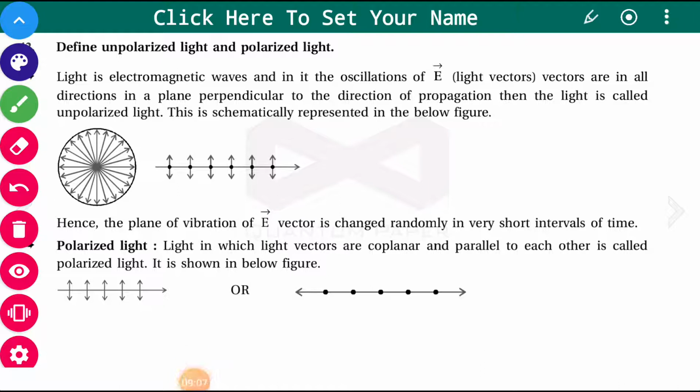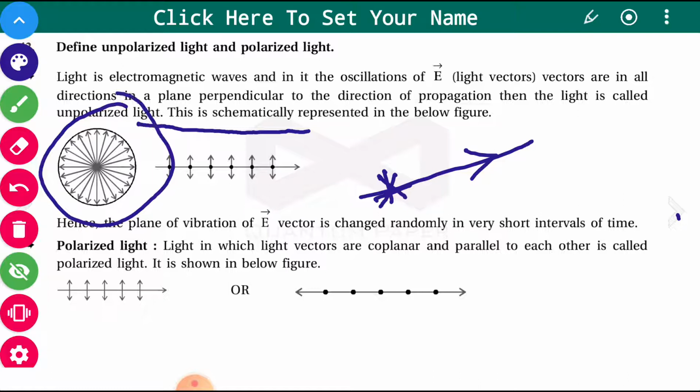Now we shall talk about polarization, and first of all we shall talk about polarized light and unpolarized light. Now see, light is an electromagnetic wave, and the oscillations of E vectors, that is electric field vectors, are in all directions in the plane perpendicular to the direction of propagation. So if you consider a beam of light, then in this beam the electric field vectors are oscillating in all directions. This kind of light is called unpolarized light, and this is the representation of unpolarized light.